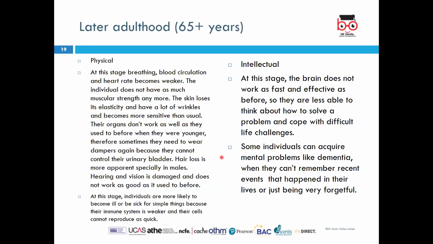It's firmer, and their organs don't work properly because they're going towards deterioration, living their last years or the last stage of their life. Some people live for 100 years, so it's not the last stages. It's towards the journey started. However, they lose their muscle strength.